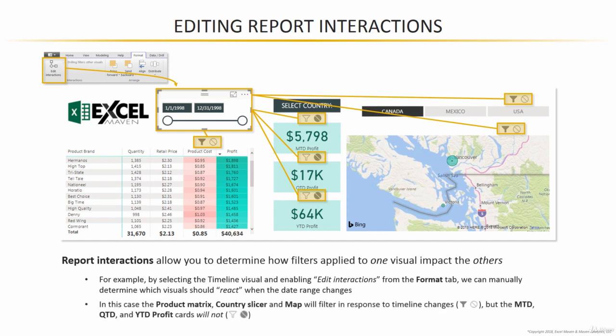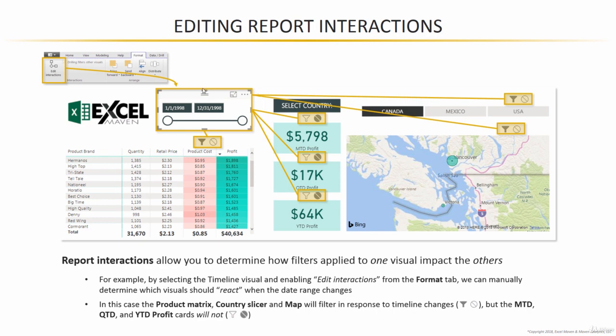Take this example here. The product matrix shown on the left, the country slicer at the top, and the map itself are all configured to react to filter changes to the timeline, which is the selected object or visual. And you can see that by the activated filter icons in each of those three visuals. Now, on the other hand, our three cards here, the month-to-date profit, quarter-to-date profit, and year-to-date profit, are all configured to not filter in response to changes in the timeline.